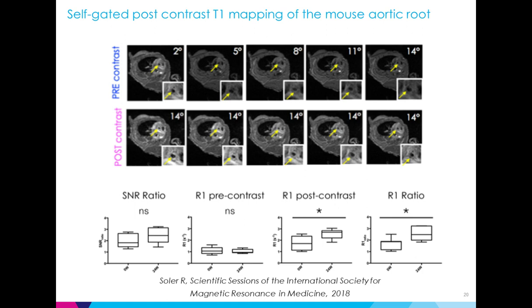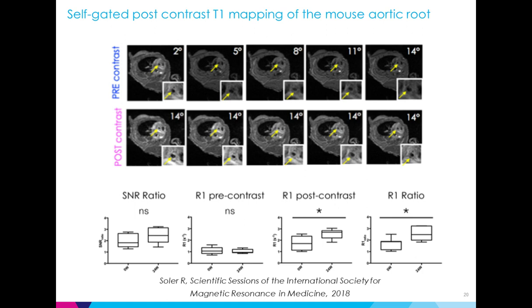These are images instead acquired after contrast agent injection. You can see, in fact, the root indicated by the yellow arrow enhancing, getting brighter, and you can even see the enhancement decreasing a little bit as time goes by because of contrast agent washout from the root. So by normalization of the signal of each one of these images to the previous one, we can calculate T1 post-contrast.